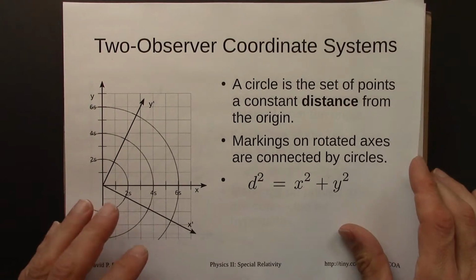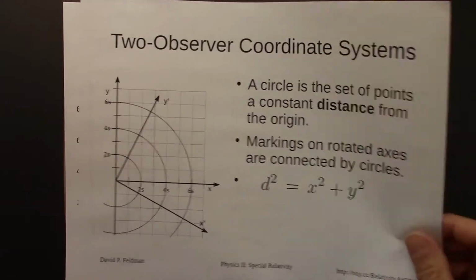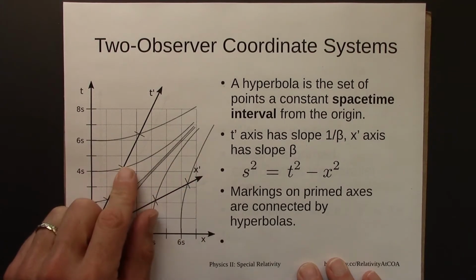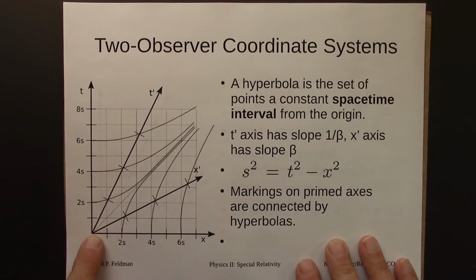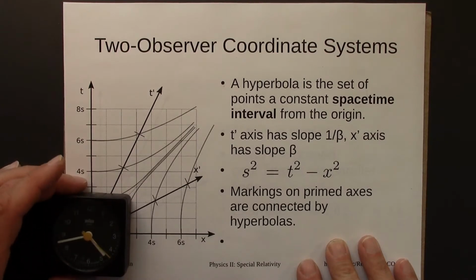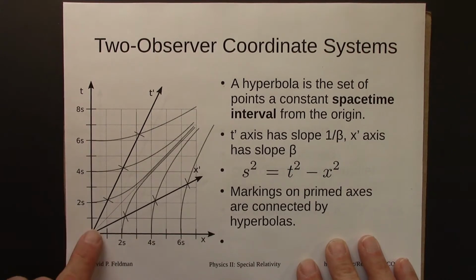So then we took that idea and applied it to space-time, and we worked through with a good bit of detail how that would look. So in a two-observer coordinate system, we said, all right, well, the t-axis, that would be a clock at the origin of the prime system, the moving system, that's moving to the right. And so the t prime axis is just the world line of that clock. How would we calibrate it?